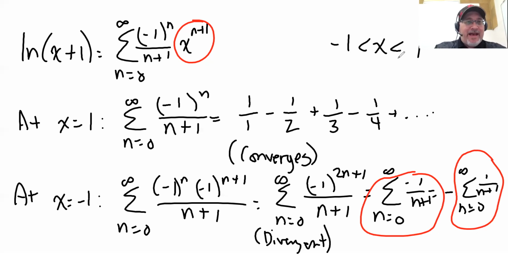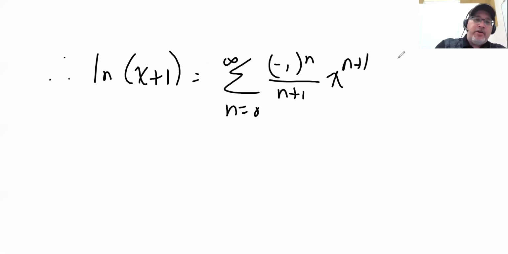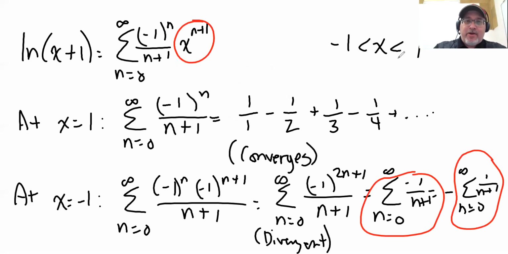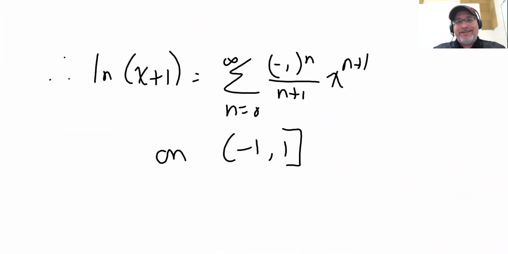which means that our original function, here comes the conclusion, natural log of x plus 1 is equal to the sum of n equals 0 to infinity of negative 1 to the n over n plus 1 times x to the n plus 1 on the interval -1, 1, including 1, but not including -1, because when x was 1, we got convergence. It's kind of buried in there. I'll highlight it. But when x was equal to -1, we got divergence. So we had to put a bracket on the 1 to indicate convergence.